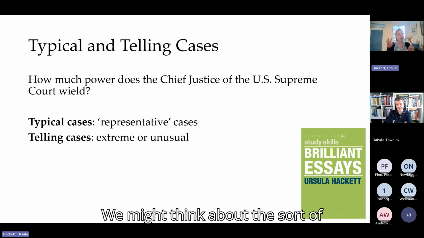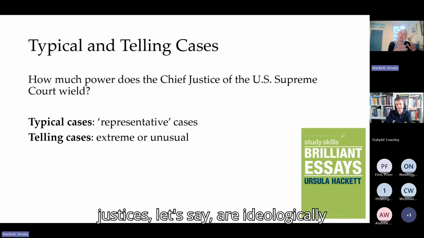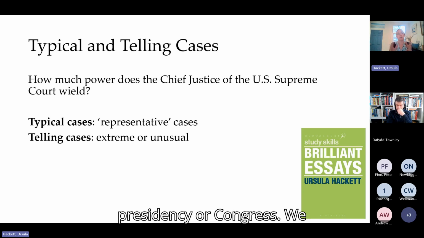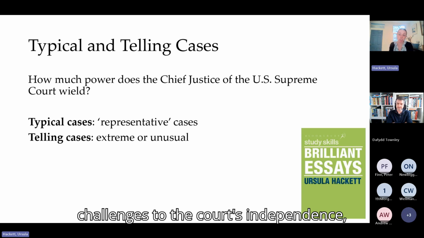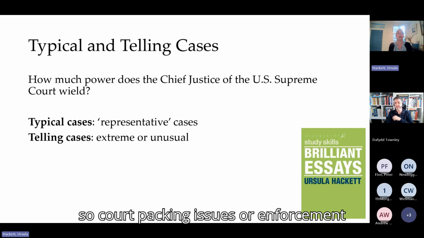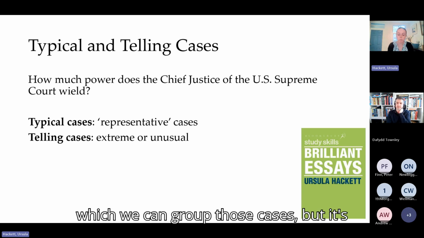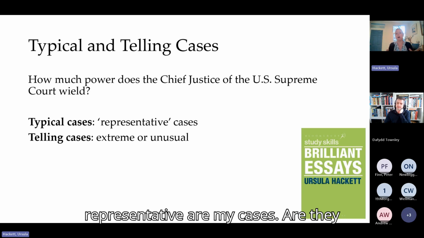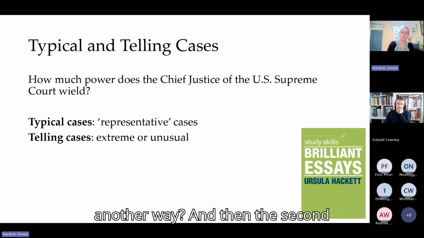We might think about the sort of situations in which the chief justices, let's say, are ideologically opposed to those who occupy the presidency or Congress. We might think about chief justices who preside over courts which have faced challenges to the court's independence, so court packing issues or enforcement and so on. There's all sorts of ways in which we can group those cases, but it's important, I think, to think about how representative are my cases. Are they unusual or are they more typical in another way?